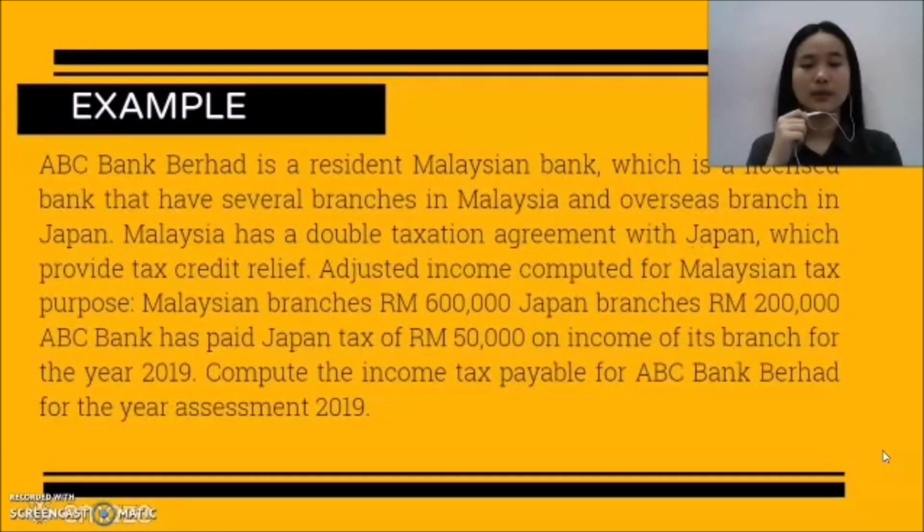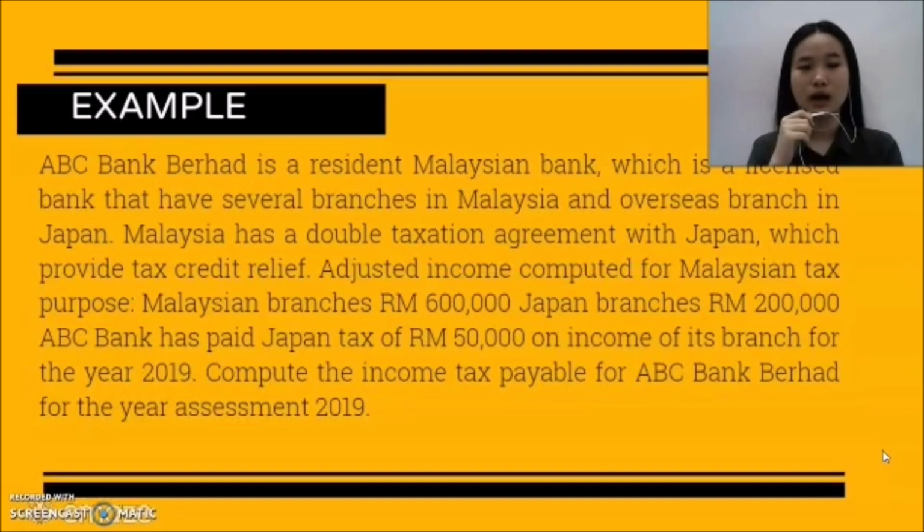This is the example of the question. ABC Bank Berhad is a resident merchant bank, which is a licensed bank that has several branches in Malaysia and an overseas branch in Japan. Malaysia has a double taxation agreement with Japan which provides tax credit relief. Adjusted income computed for Malaysian tax purpose.